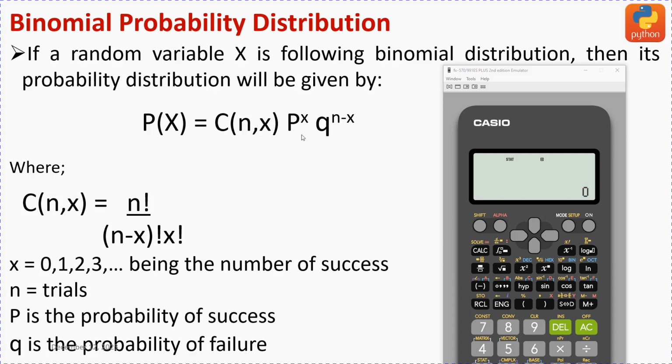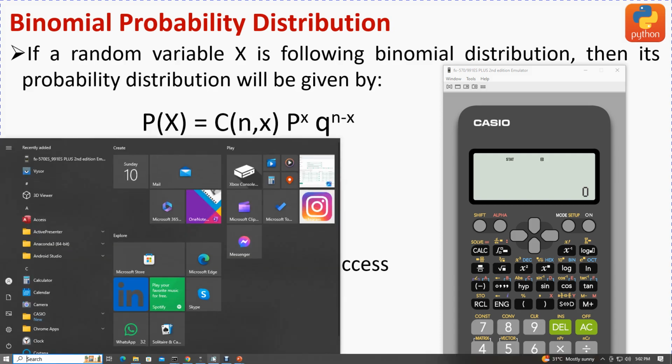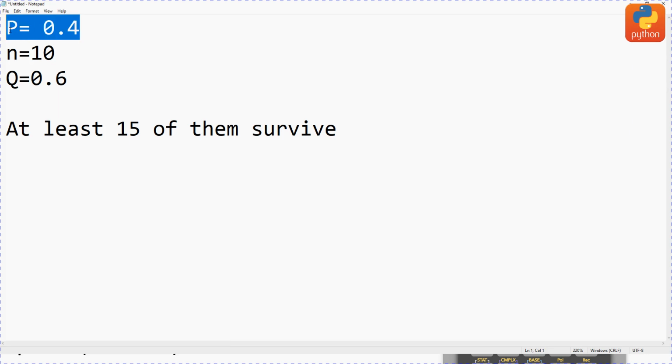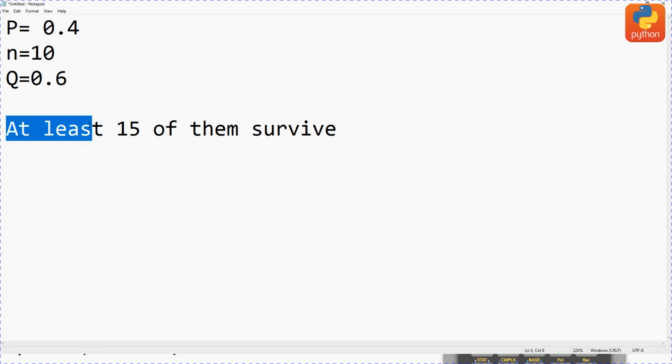Okay, so now here for example I have probability of success is 0.4 for example, and number of trials 10 and probability of failure is 1 minus this one. Then find the probability of random variable x at least 15 of them survive. So hii nimechukulia ni case. So probability of random variable x at least, greater or equal to 15.